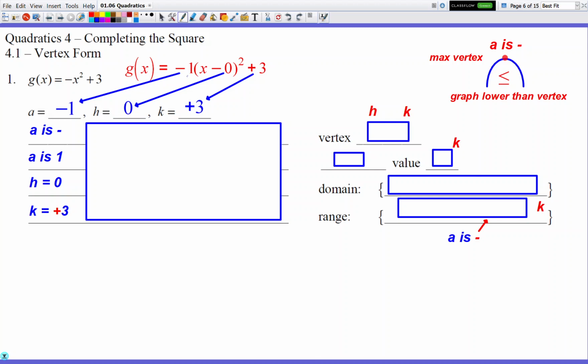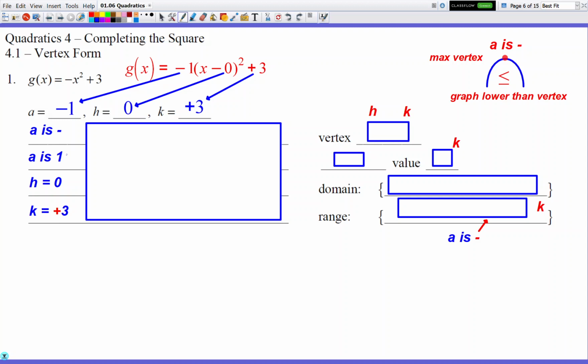So the key to getting the rest of this problem is knowing the correct numbers that are in the spots for A, H, and K, because look at how many different places the A value is used. The A value is used on this first line. The A value is used on this second line. The A value is used for the range. So if you can identify the A value correctly, you have a good shot at getting 3 blanks correct. You get the A value wrong, you're going to mess up 3 blanks on this problem. So this is a pretty high stakes letter as far as identifying it correctly.